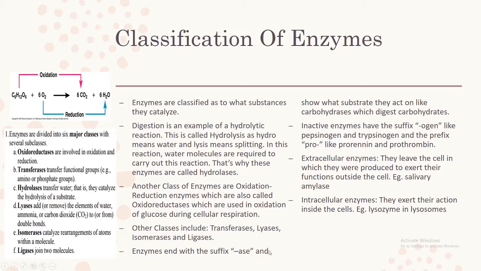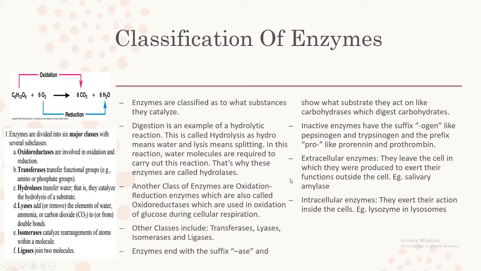Enzymes end with the suffix -ase. You can see reductases, transferases, hydrolases. This shows what substrate they act on, like carbohydrases, which digest carbohydrates. That's easy. Inactive enzymes have the suffix -ogen, like pepsinogen and trypsinogen, which means they are inactive. We will cover inactive enzymes further in the limiting factors in part 2. There is also the prefix pro-, like prorenin and prothrombin. This just signifies that they are inactive.